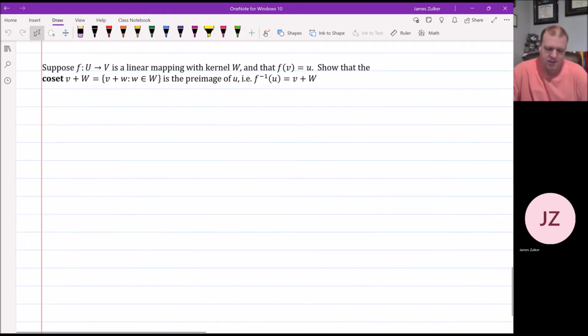This one is a proof. So we want to suppose that we're given a linear mapping F with kernel W. And we're also supposing that F of V is equal to U.